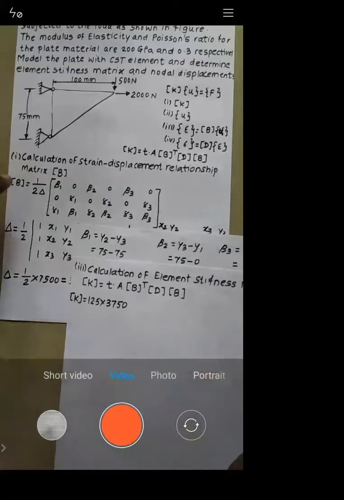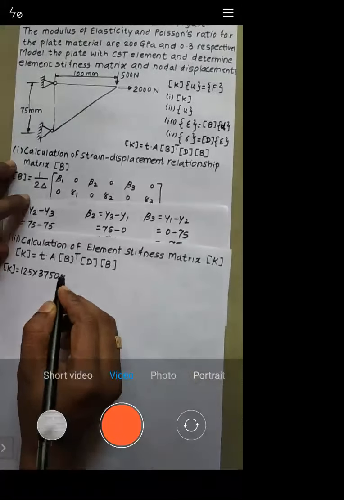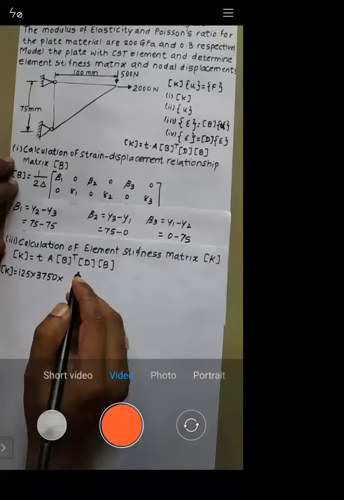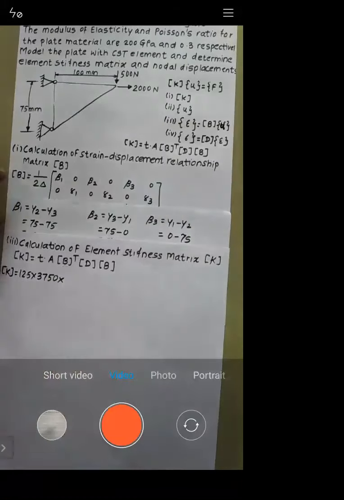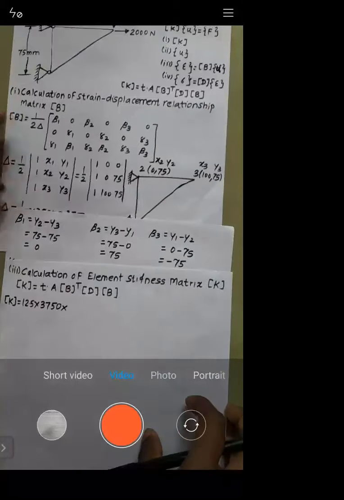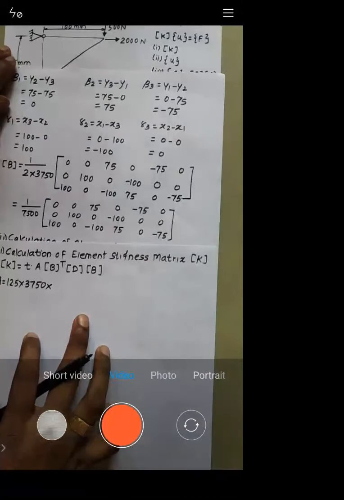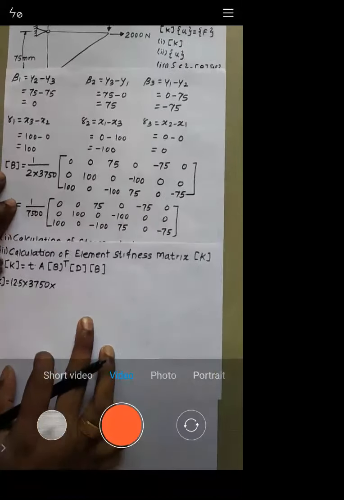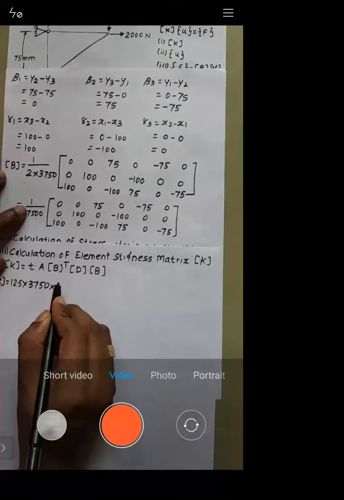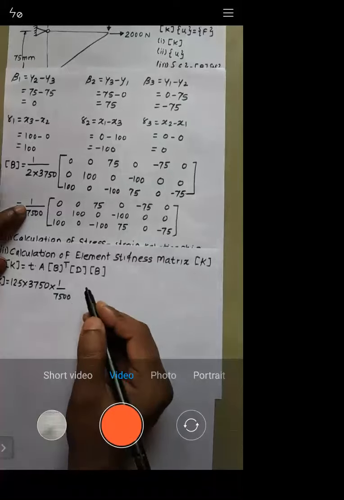Delta we have already calculated. So 3750 into, see, try to understand, the transpose of B. We need to write down the transpose of B. B is here only, right? This is the value of B. We need to write down the transpose of B, so this 1 by 7500 will remain here only.